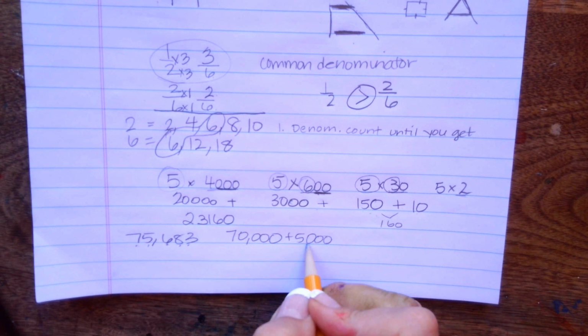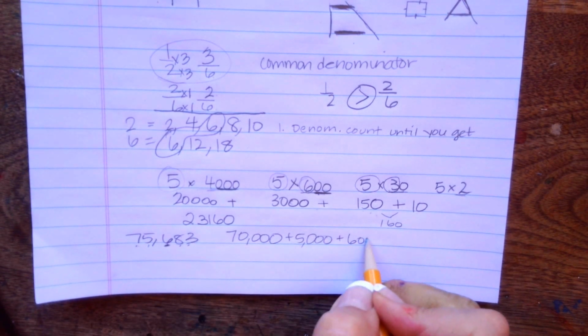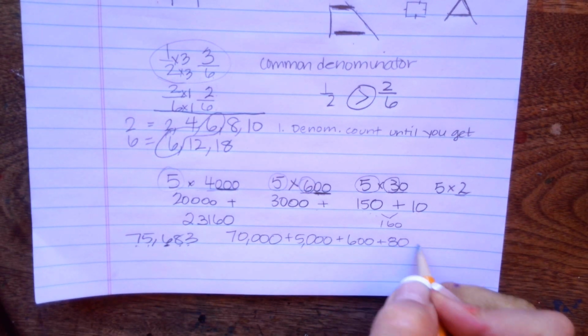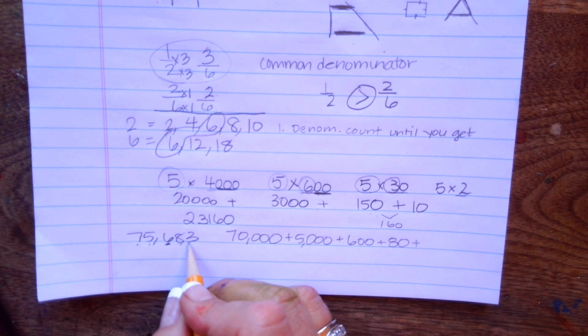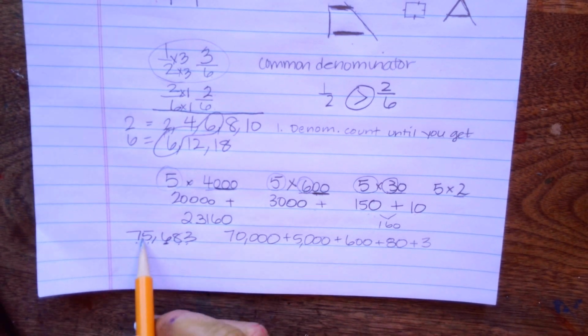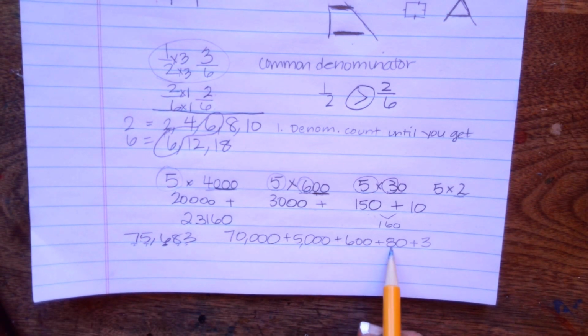This stands for what number? 5,000. Yeah. This stands for what number? 600. This stands for what number? 80. Yes. And that is expanded form. You basically take every digit and you tell the person looking at the paper what each digit is worth.